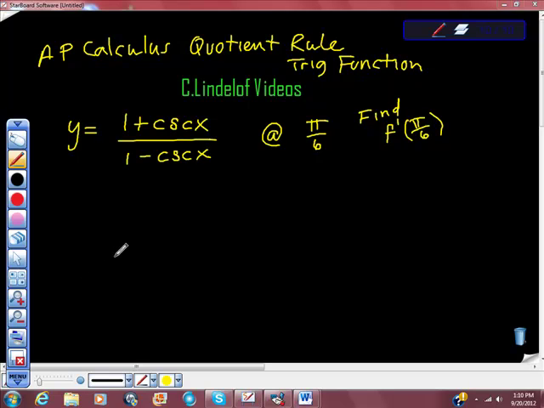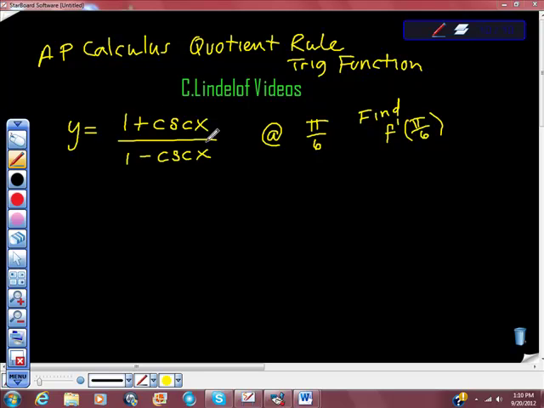So AP Calculus is going to use the quotient rule to solve this trigonometric function, and we're asked to find y prime at x, y prime here of 1 plus cosecant x over 1 minus cosecant x, and we're then asked to find f prime at pi sixth. So I guess what I'm going to do first is take a look at this. This is a quotient rule problem.